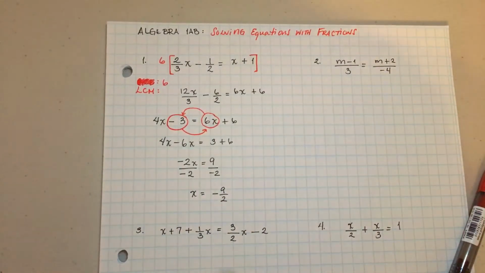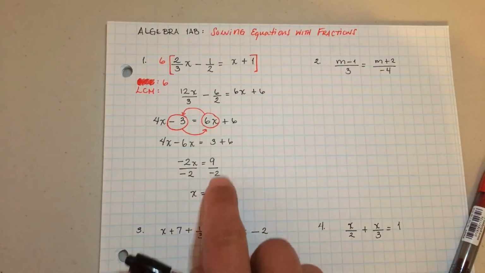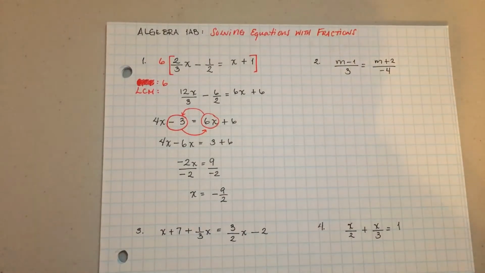And that's it. Entonces el resultado es negativo 9,5. All right, and that's it, guys.